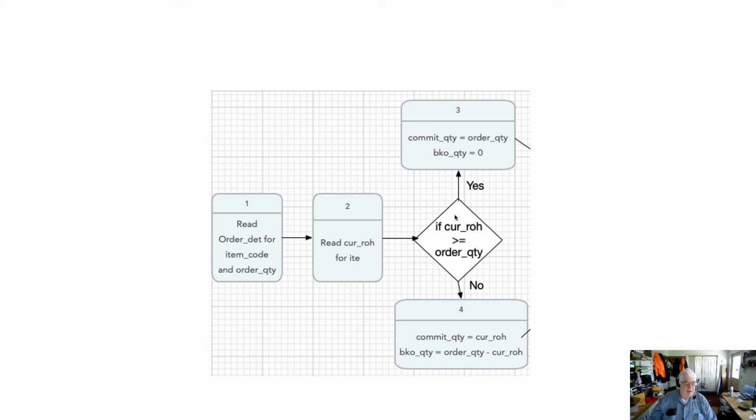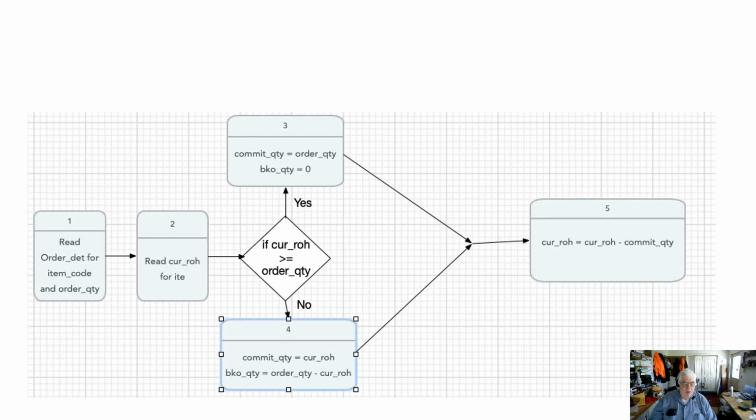But if it's less than, we're going to have to say the committed quantity equals the current rack on hand and the back ordered quantity equals the order quantity minus the current rack on hand. But what about the next fellow who comes through, or next lady? Well, we're going to need to, no matter what, say that the current rack on hand back in this table is equal to the current rack on hand minus the committed quantity.